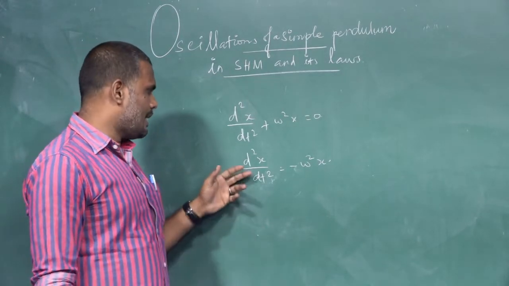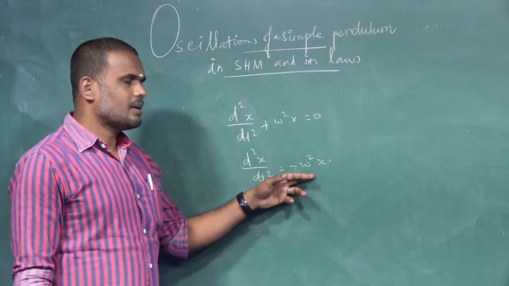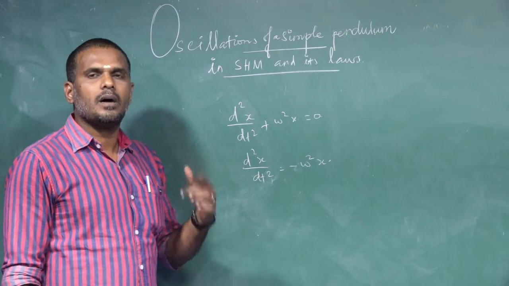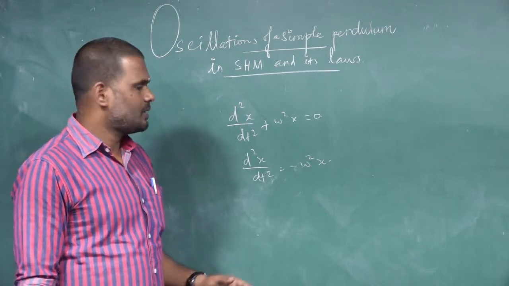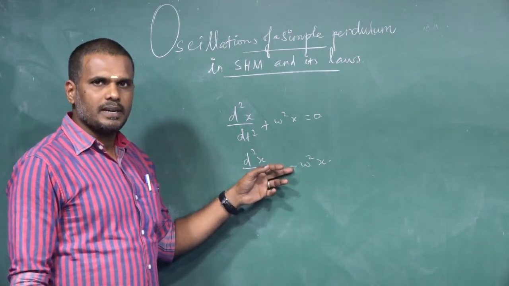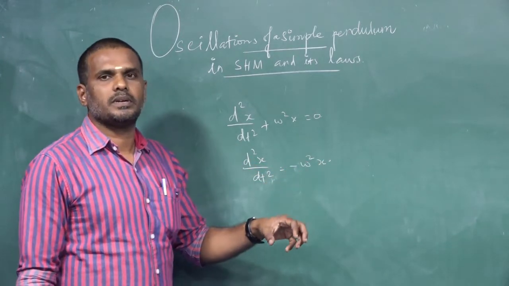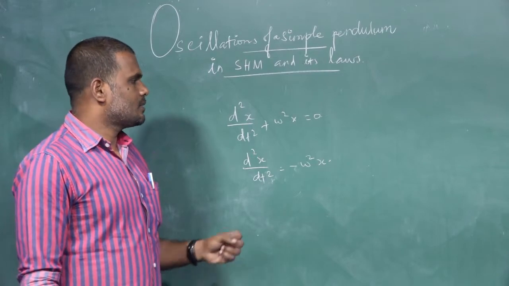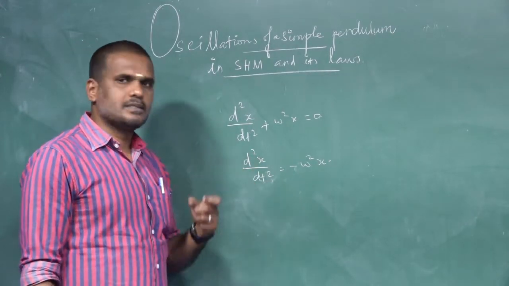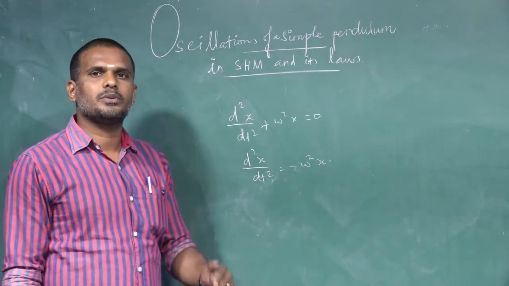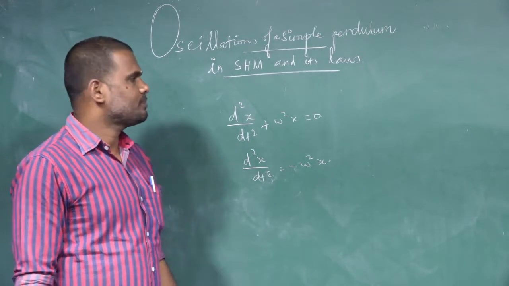As you know very well, the acceleration must be directly proportional to the displacement and it must take place in a direction opposite to the direction of displacement. The negative sign in this expression indicates that the acceleration is in a direction opposite to that of the displacement of the object. So if this condition is satisfied, then we can say the oscillation of a simple pendulum is also considered to be a simple harmonic motion.